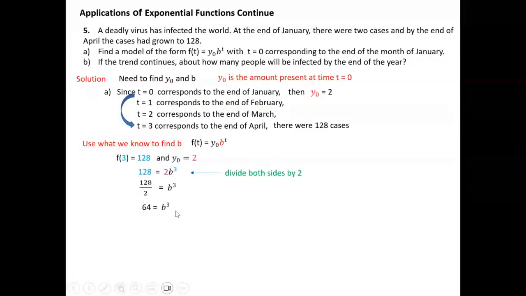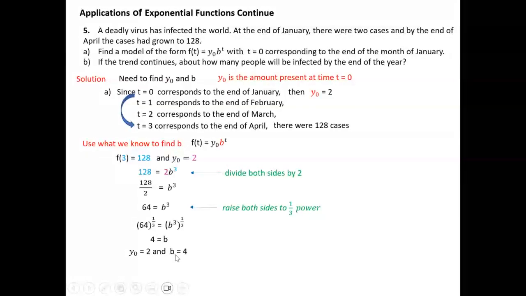Now here, we're solving for b, right? So we're trying to get rid of the 3 as the exponent. We want it to be like a 1. So we're going to raise both sides to the power of 1/3. Why 1/3? Because b to the third power raised to the 1/3 power, you multiply the powers. So 3 times 1/3 will give you 1. And 64 to the 1/3 power will give you 4. So I found my b. My y naught is 2, and my b is 4. So I got the answer for part A: f of t equals 2 times 4 to the t. So I found my exponential equation.